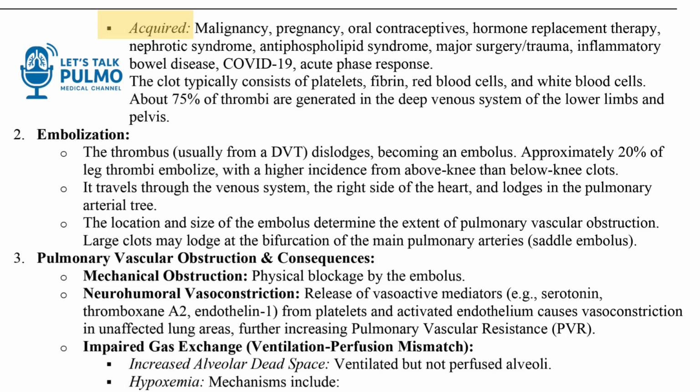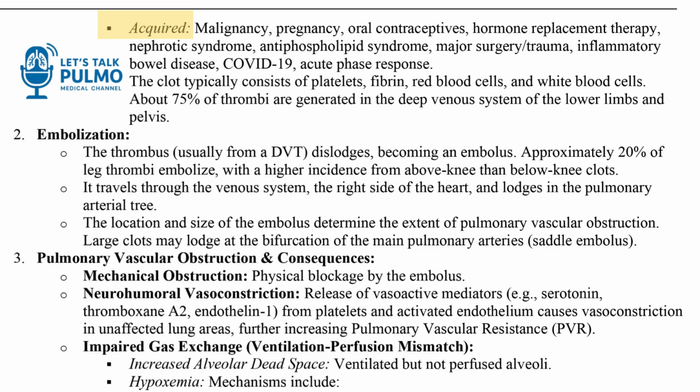What are these clots actually made of? Good question. A typical thrombus is a mix of platelets, fibrin, which is like the meshwork of the clot, red blood cells, and some white blood cells trapped in there too. And where do they usually form? Well, overwhelmingly in the deep veins. About 75% start in the lower legs or the pelvis. Those Virchow's triad factors often come together in those areas.